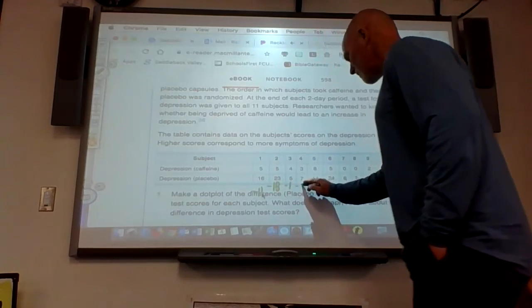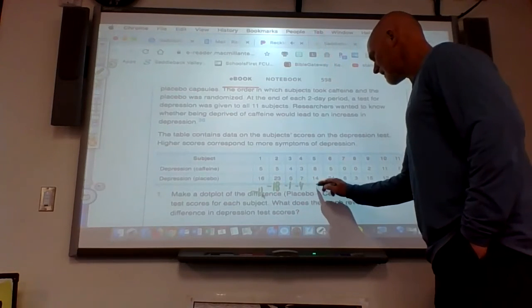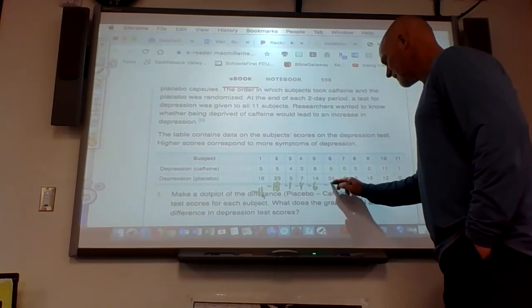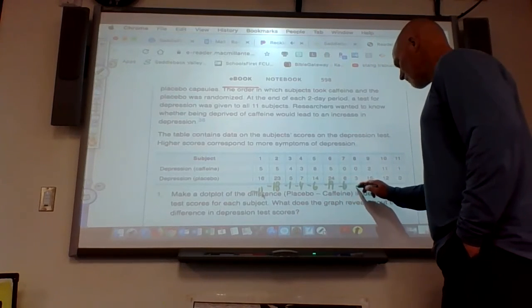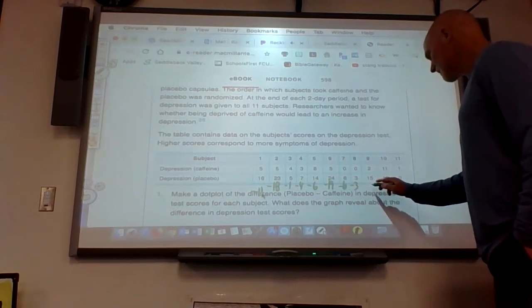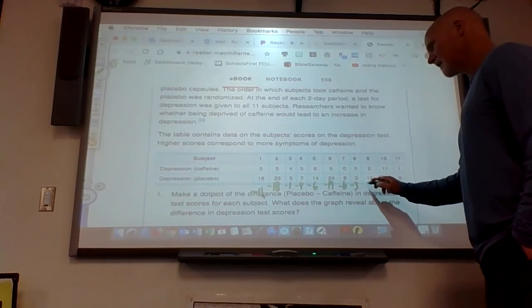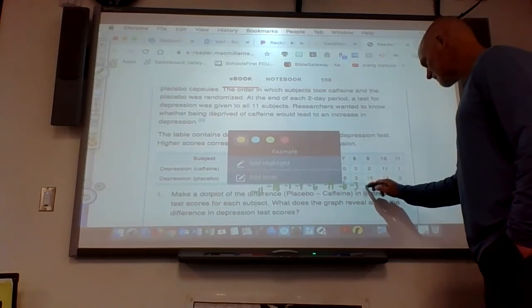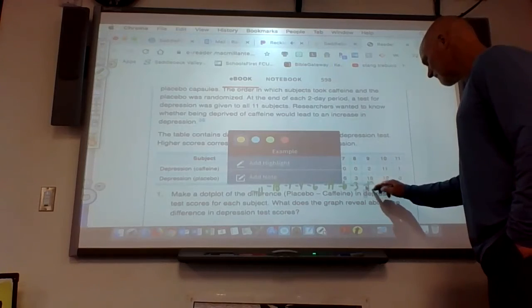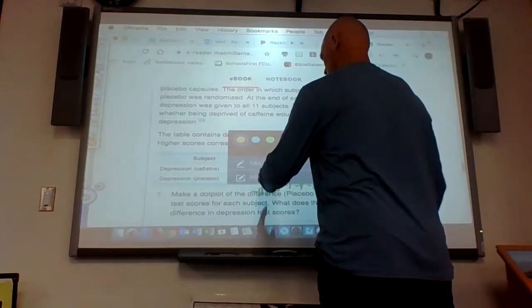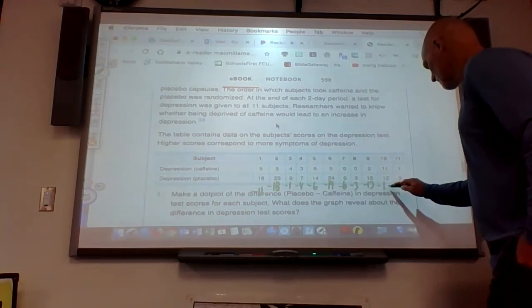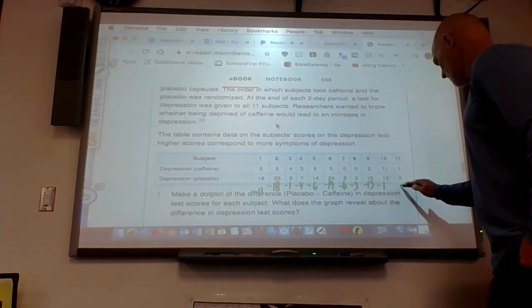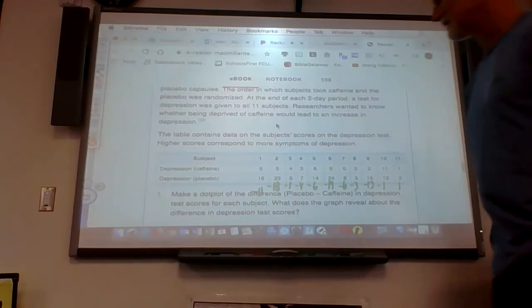-1, -4. Now, you need to know that keeping the negatives is important, because it tells us that there was a difference and the direction that it went. In this case, their depression increased. And as a result of the increase, the only one where we have a positive value is that last one.